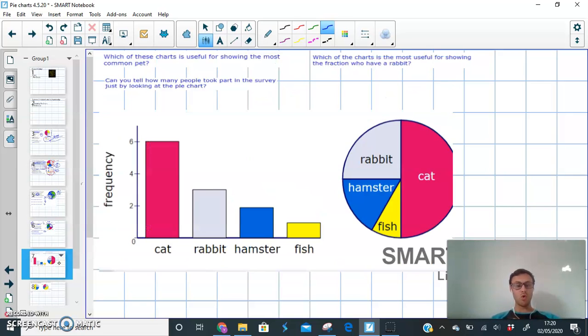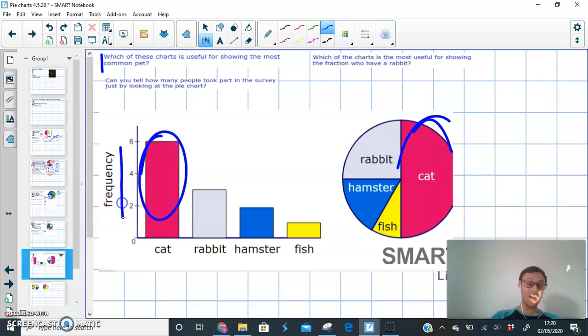Now, a few questions here about pie charts and a bar chart as well. They both sort of do the same thing, but they are used in different ways. So going for question 1 then, which of these charts is most useful for showing the most common pet? Well, actually, it's both of them, isn't it? We can clearly see here it's a cat, and we can clearly see here it's a cat, because we've got frequency. So they both are good for showing the most common thing.